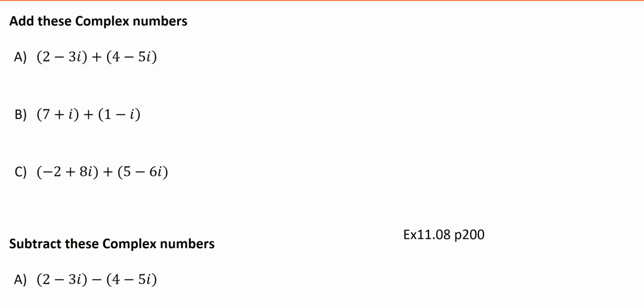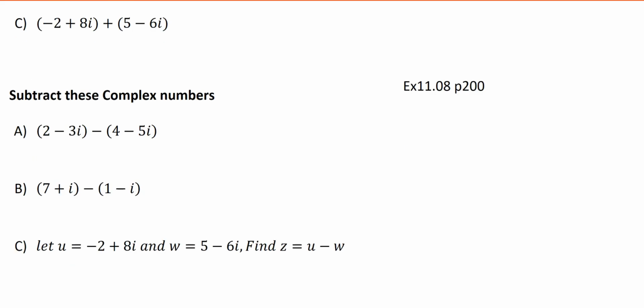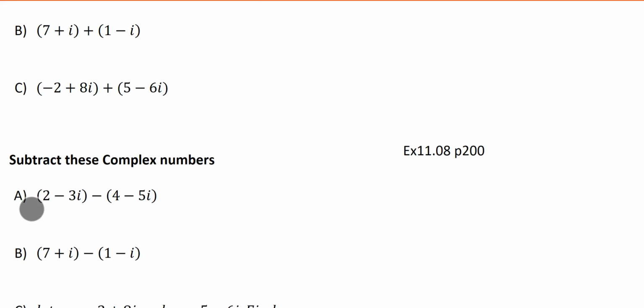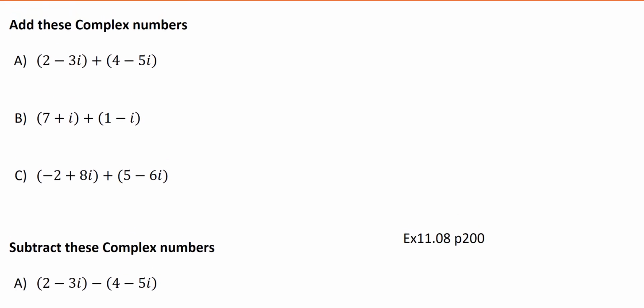Alright, so add these complex numbers. I've written them in brackets there, but what you're probably more likely to get in an exam is a question like this one here, where you've got let u be this and w be this, and then find u minus w or w plus u or something along those lines. Okay, but to get our understanding around it, this is what we do.